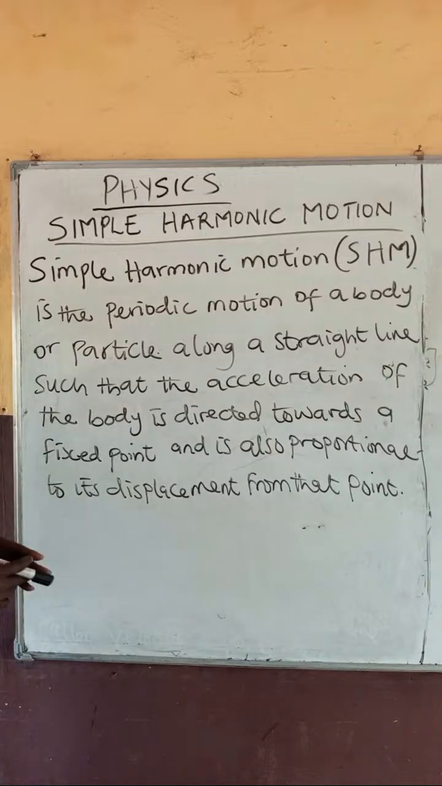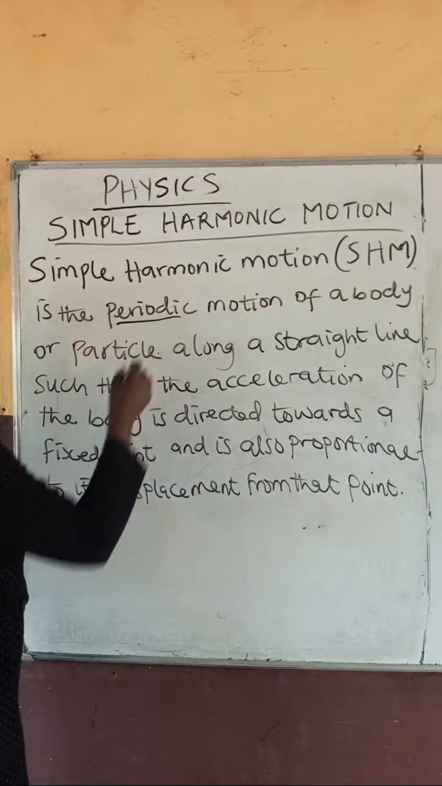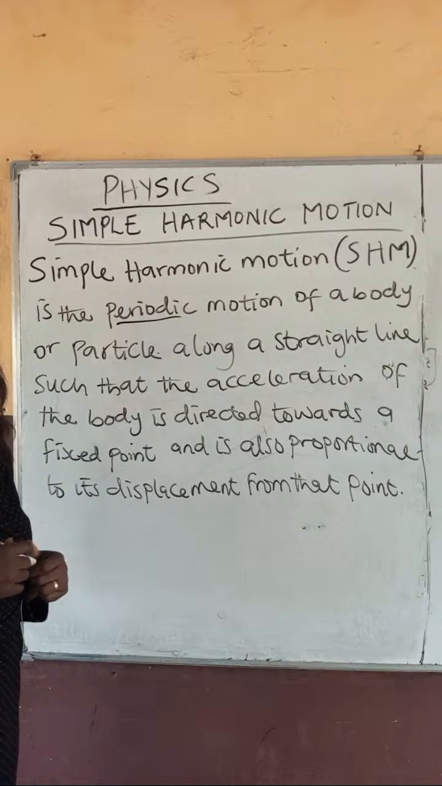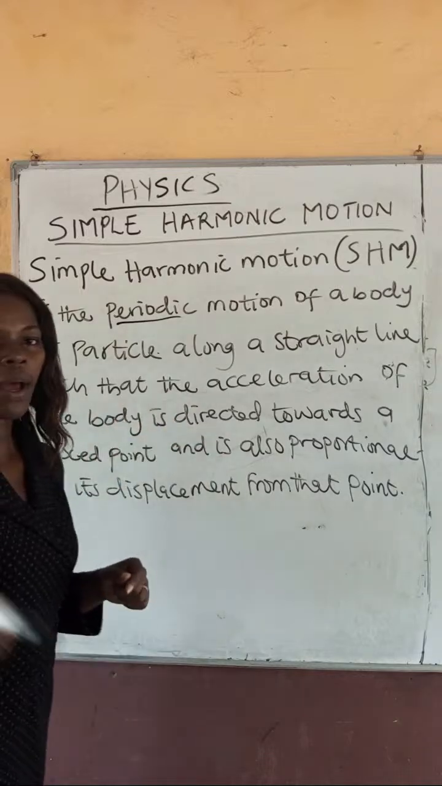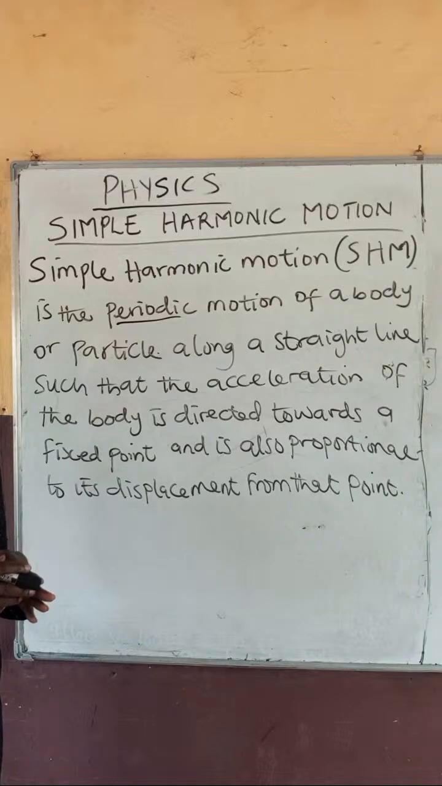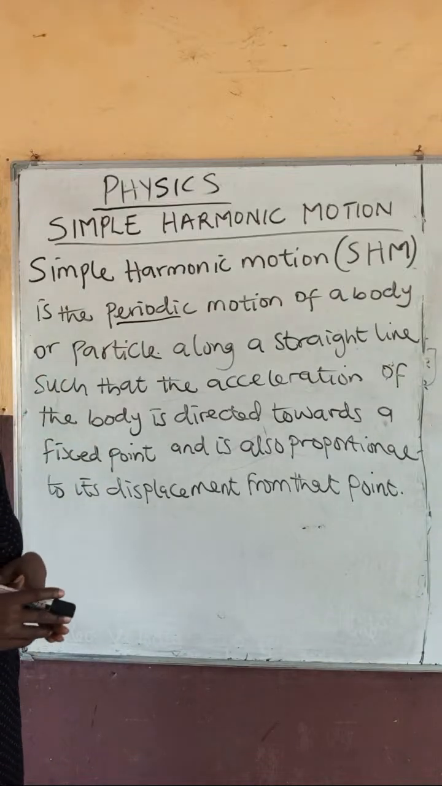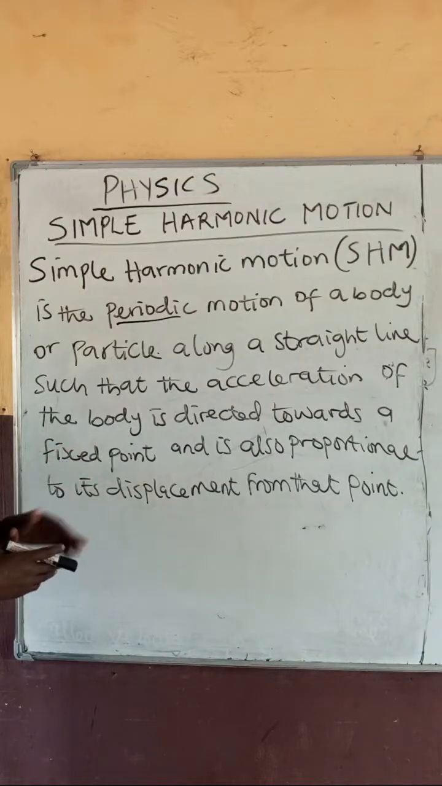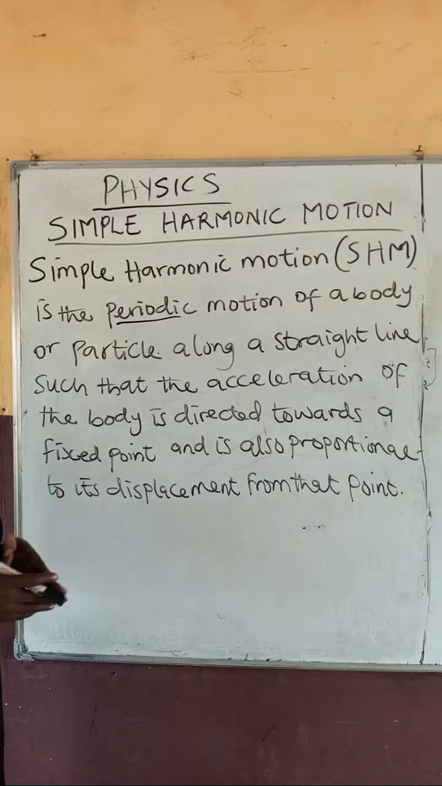Simple harmonic motion is the periodic motion. Once you hear this word periodic, what does it mean? A periodic motion is a motion that repeats itself at regular intervals. For example, the motion of a child's swing, that is a motion that goes to and fro. It's said to be simple harmonic because it's also a periodic motion. Now, this simple harmonic motion is also an example of oscillatory or vibratory motion. So it's the periodic motion of a body or a particle along a straight line, such that the acceleration of the body is directed towards a fixed point and is also proportional to its displacement from that point. Is that okay? All right.